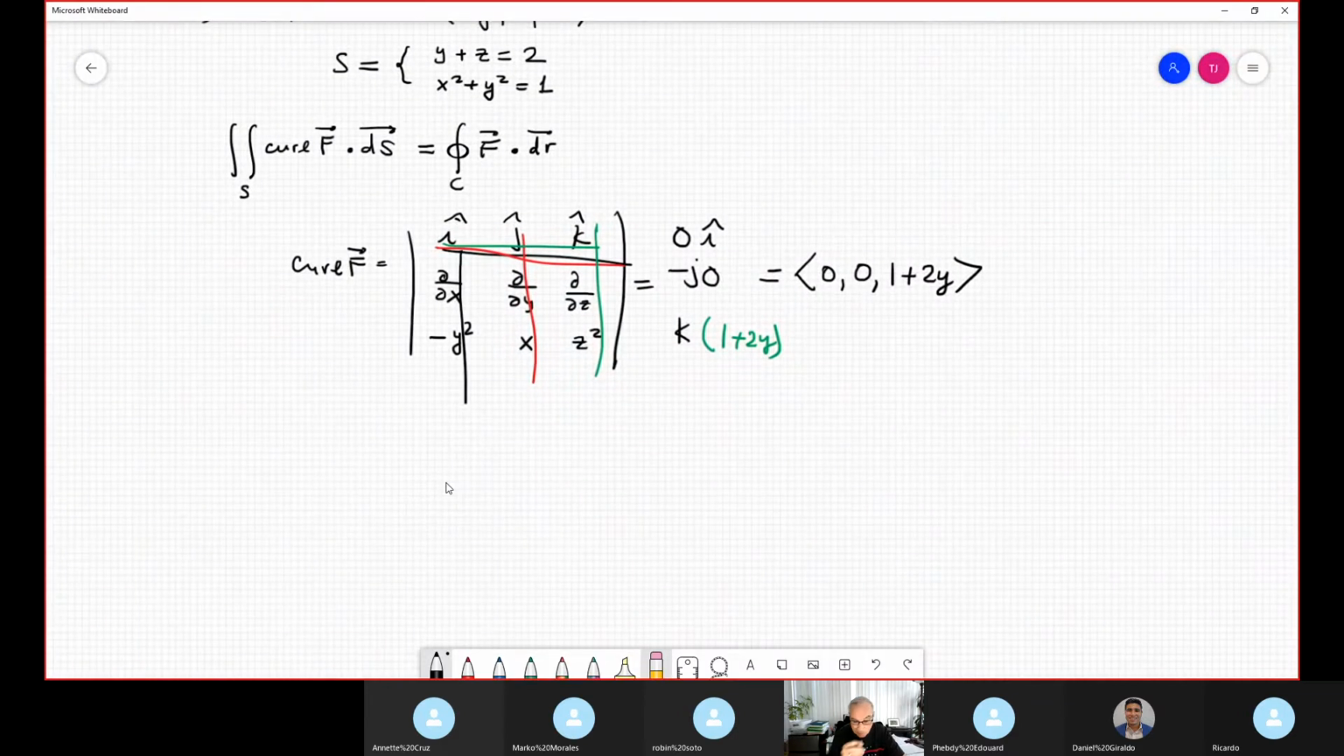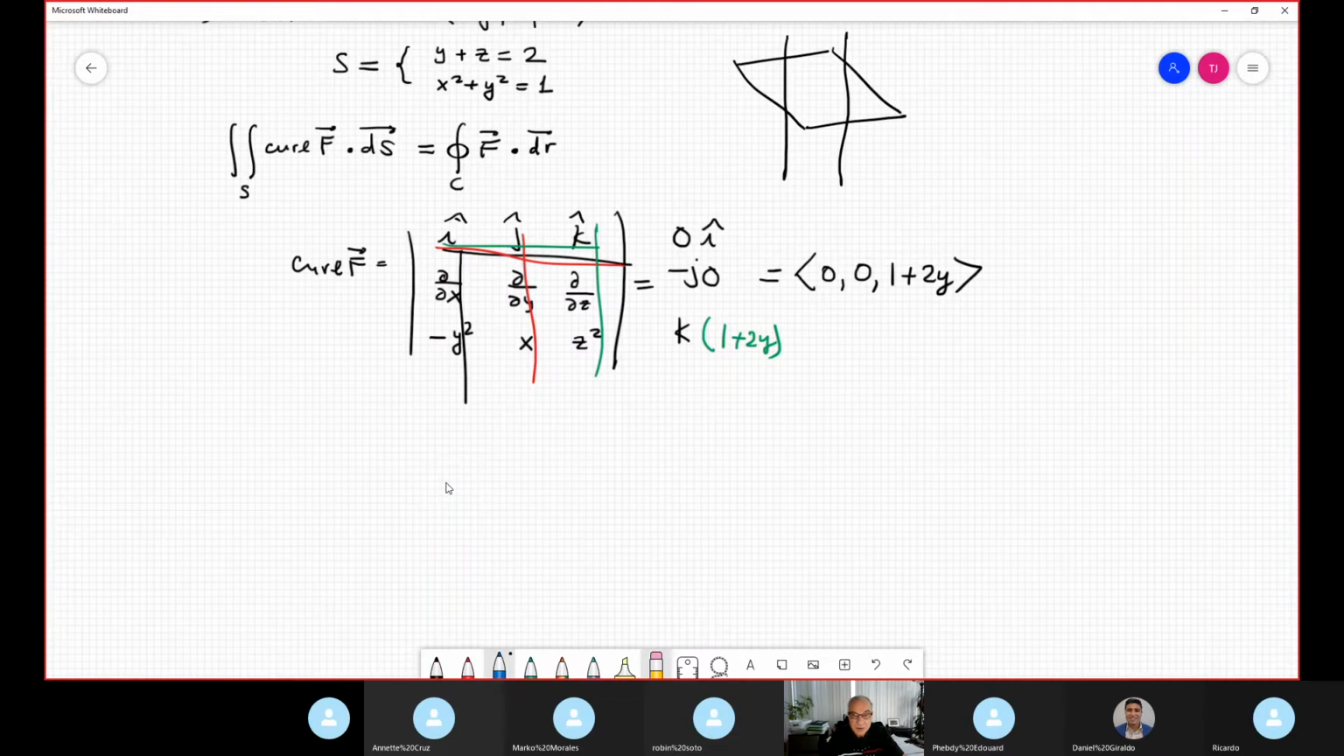Okay, after that, remember the surface is the plane. It's the plane enclosed inside the cylinder. Therefore, the surface is something like that. This is the surface. Let's find the unit normal vector of this surface, which is super easy.